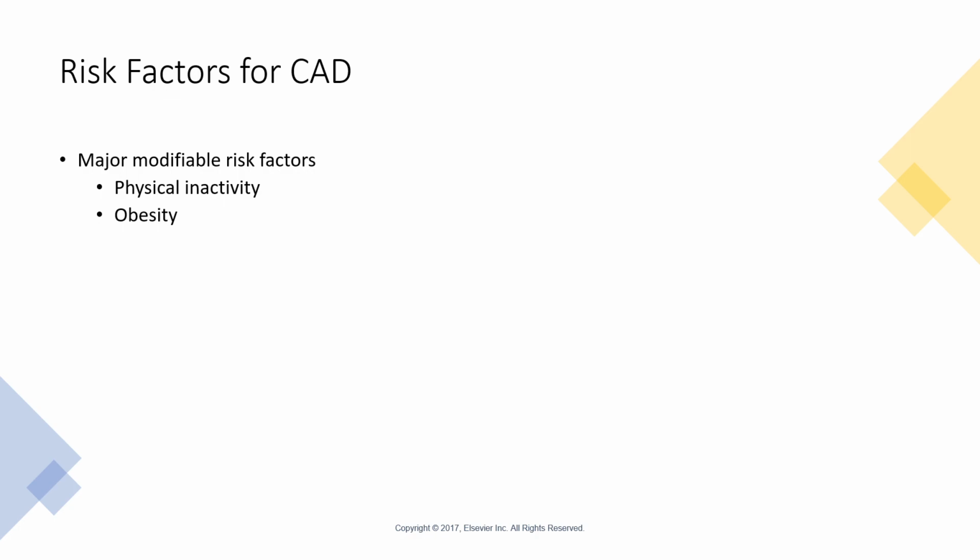Or a waist circumference above 40 inches for men or above 35 inches for women. And those people who store more fat in the abdomen, that sort of apple versus a pear, have higher incidence of coronary artery disease.